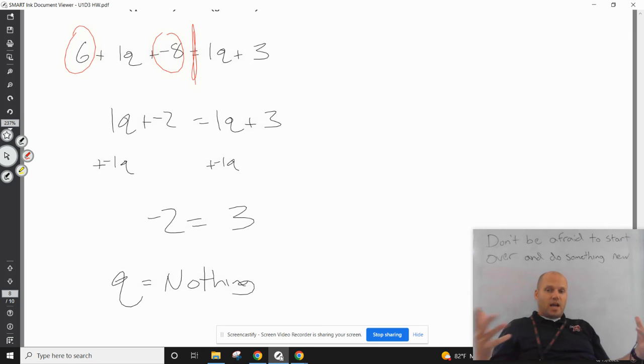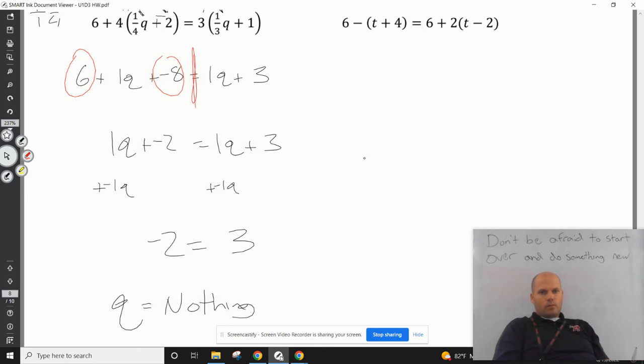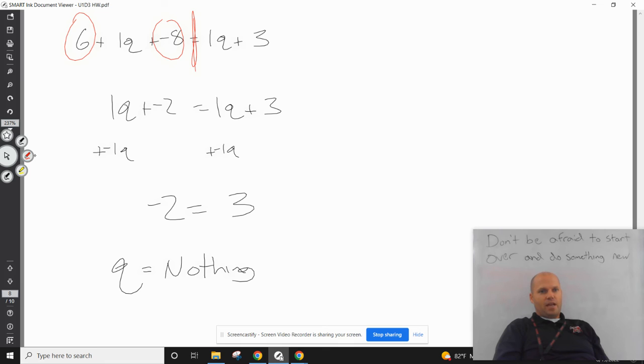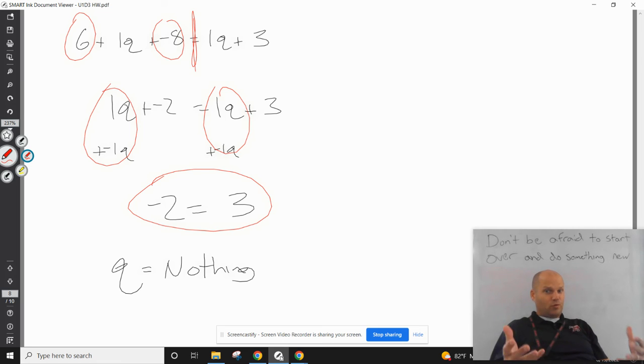Okay? Sometimes the equation will always be perfectly balanced no matter what our value of our variable is. It can be anything. Here's an example of nothing. How do we know it's nothing? If you eliminate your variables and you end up with a false statement, -2 equals 3. No, that's not true. So Q can't be anything. It'll never be balanced. There's always going to be more on one side and less on the other side.